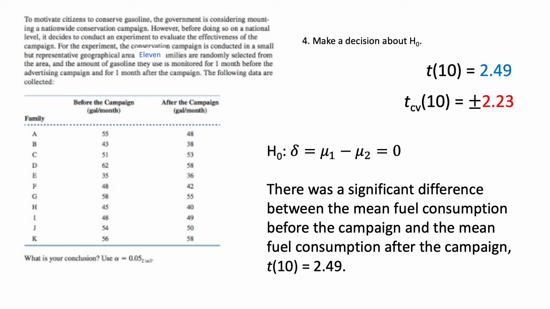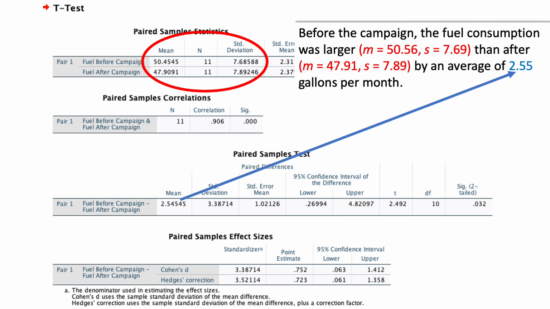My null hypothesis was that there wasn't going to be a change, but I found that there was a significant difference between the mean fuel consumption before the campaign and the mean fuel consumption after the campaign. T at 10 degrees of freedom is equal to 2.49. So here's how I'd write it up.